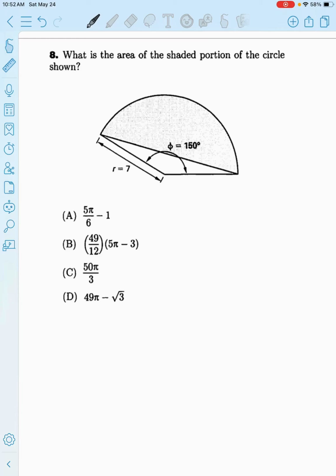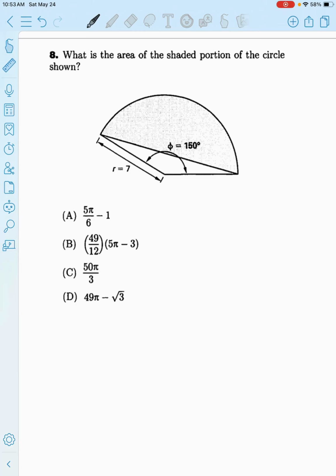Today we have another video with another problem for the area. I'm trying to find the area of the shaded portion of the circle that is shown to us. I will try to solve this problem in two ways: one longer but easier to understand, and one really fast but will require you to remember the equation for the area of this circle segment. Okay, so stick with me.